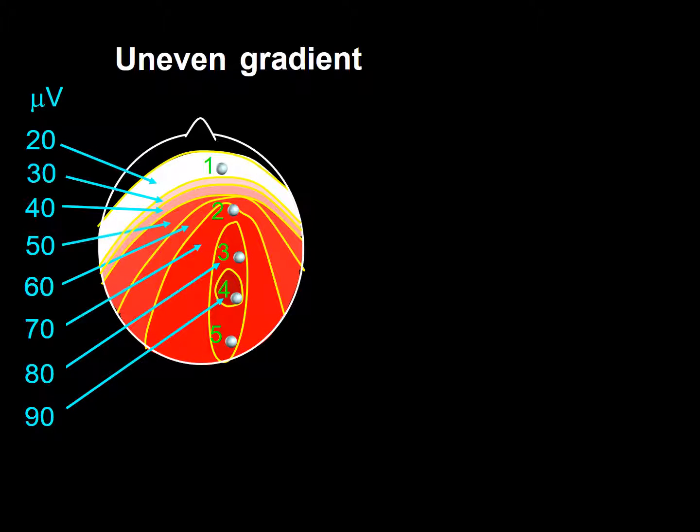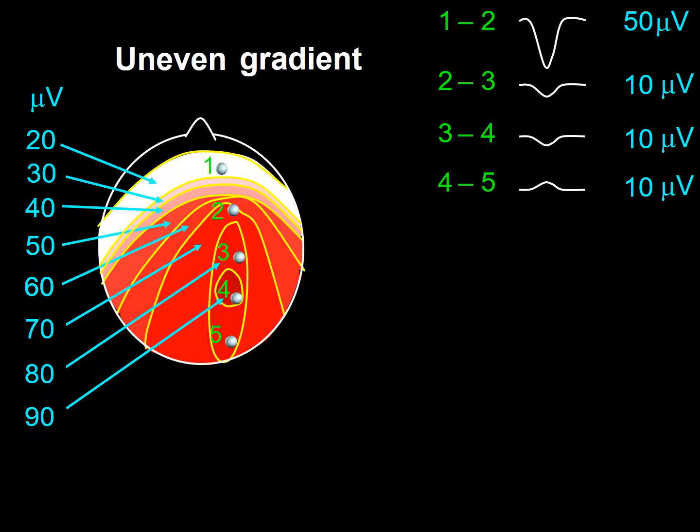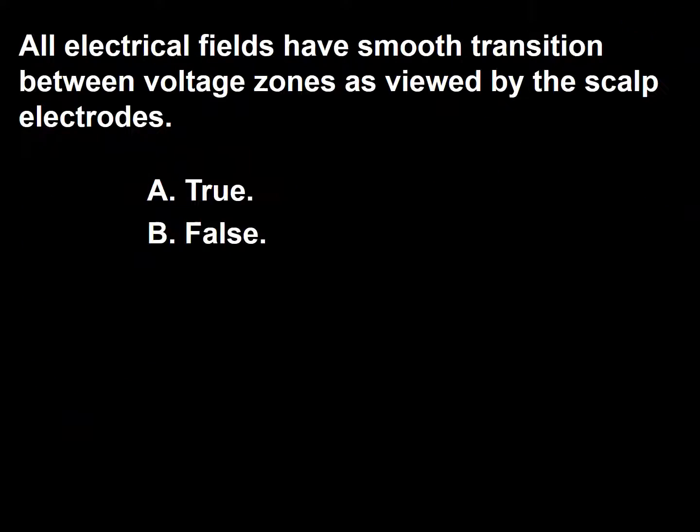But this is not the case for all electrical fields. Some electrical fields have a very quick transition as depicted in this frame. They are uneven from the point of view of the recording electrodes. Such fields will create a non-smooth appearance of the recorded potentials. As you can see in this frame, the potential created by connecting electrode 1 and electrode 2 produces a large amplitude wave. Such a wave suggests an anterior maximal positivity when in reality, as depicted in this frame, it is a much more posterior negativity that is creating the field. So the answer to this question is B, false.